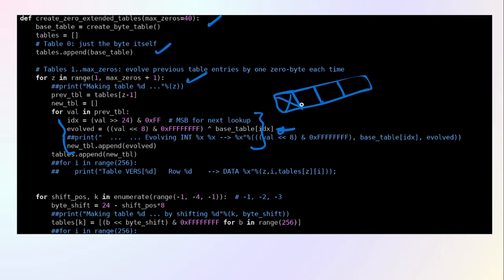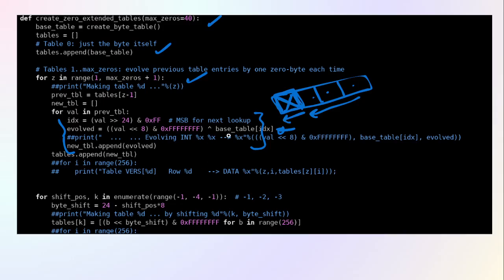So what will happen is that 8 bits of zeros will only impact this topmost word. The rest of them will just shift up. Everything else will shift up by 1 byte. But this would actually evolve, right? And by evolve, it's like, you know, CRC lookup.